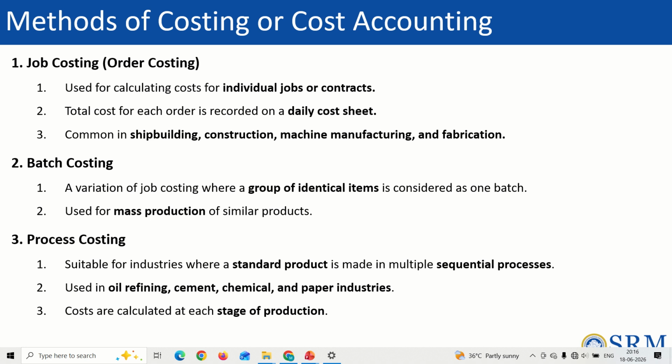Second one is batch costing, a variation of job costing where an entire group of identical items is treated as a single batch, which is common in mass production. Then the third one is process costing. It is applied where a standard product moves through a sequential continuous process such as oil refining, chemical plants or paper mills, with cost tracked at each distinct stage.